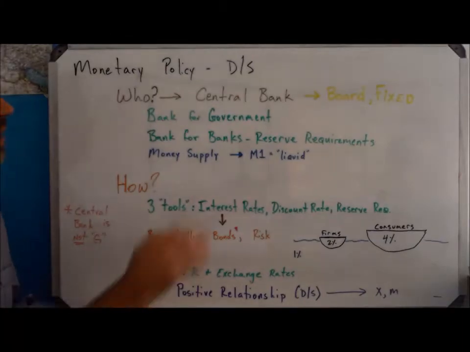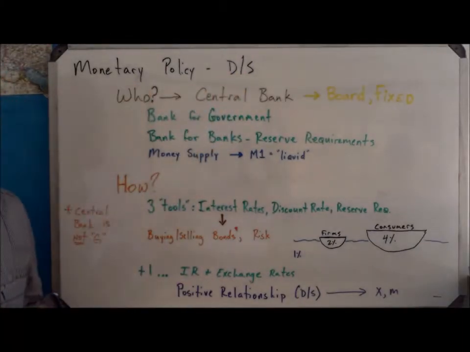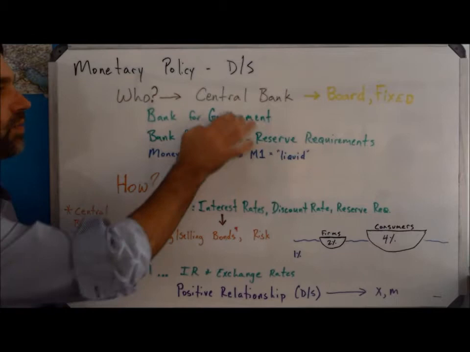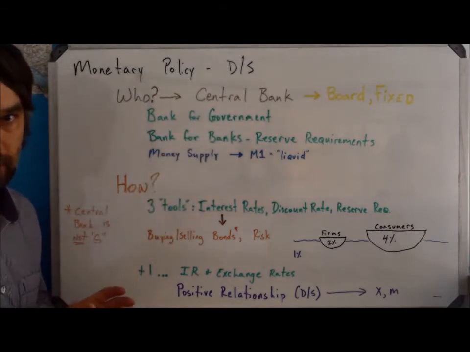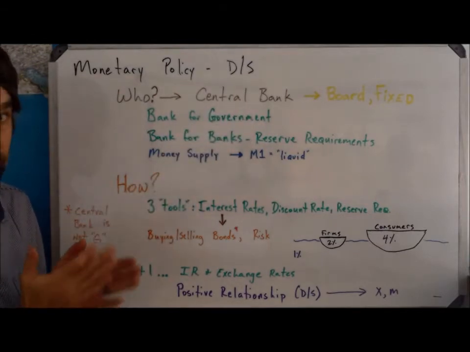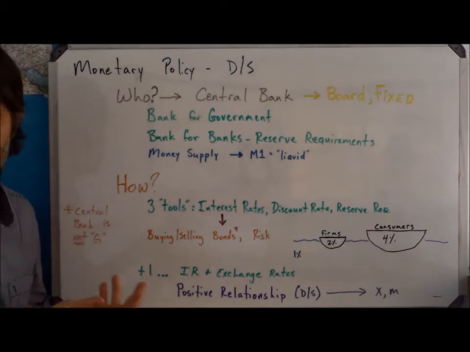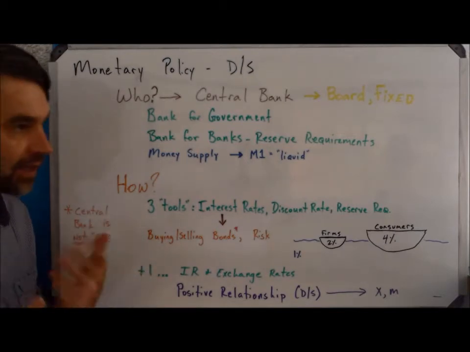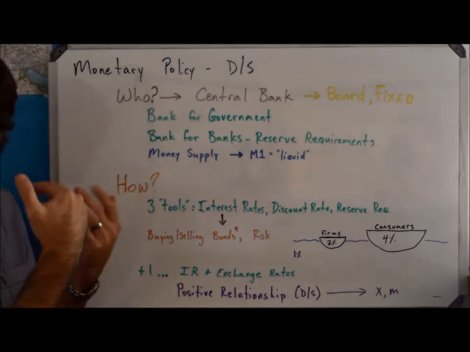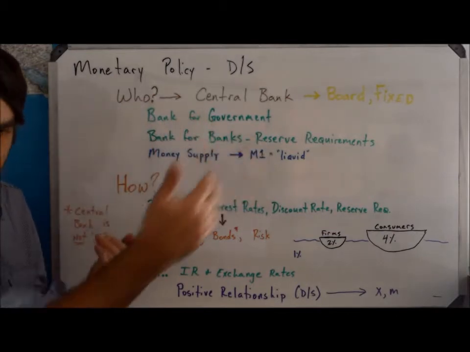The second demand-side policy that we're going to talk about is what's called monetary policy. This is conducted by the central bank of a country. So in the US, this is known as the Federal Reserve. In Europe, it's the European Central Bank. In most countries, it's just the, fill in the name of the country, central bank.